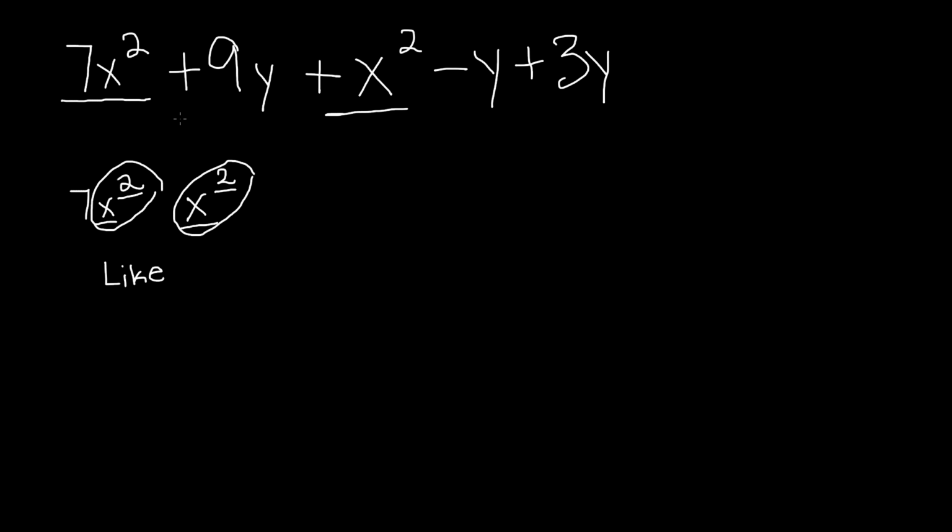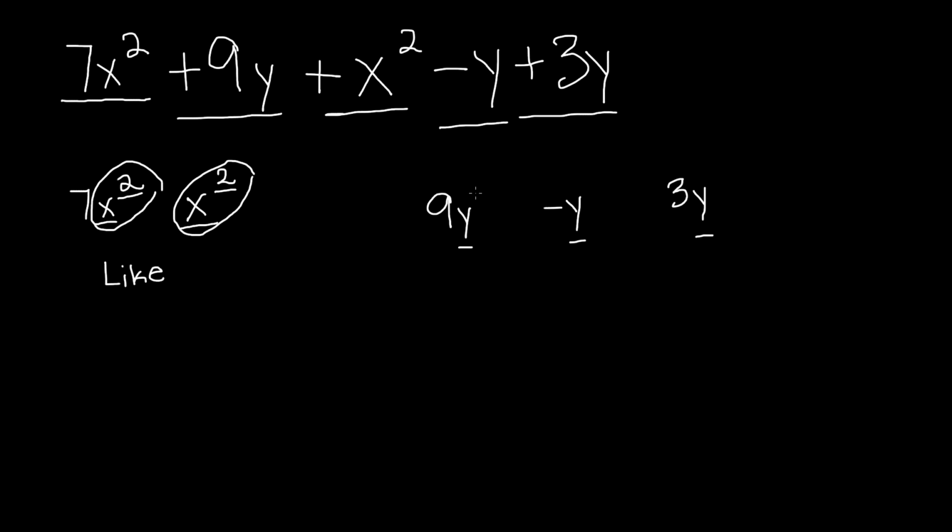Now let's look at positive 9y, negative y, and positive 3y. So remember, look at if the variable is the same. So that's how we find the like term. First we have to look at if the variables are the same. So in 9y the variable is y, and in negative y the variable is y, and in 3y the variable is y. Now we have to check and see if the powers of those variables are the same.